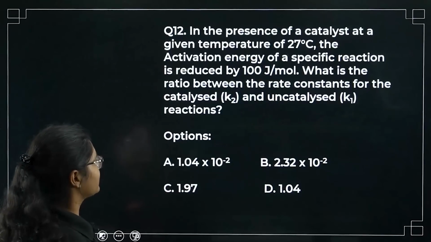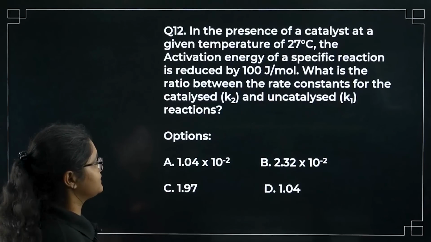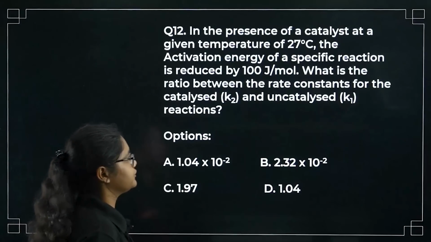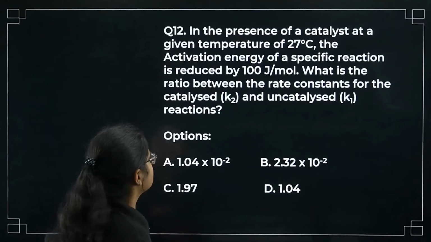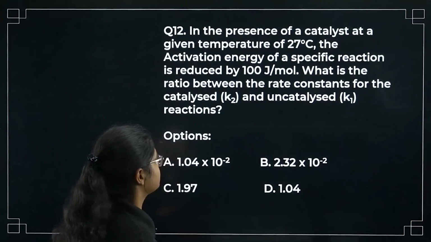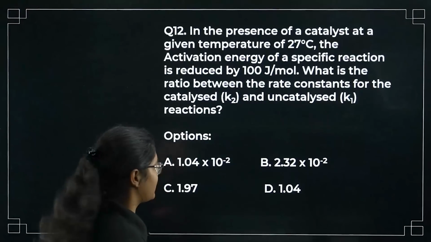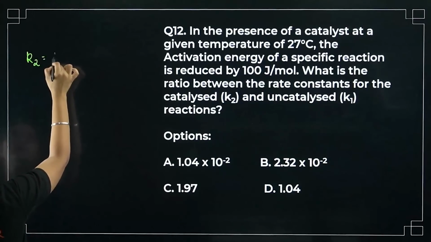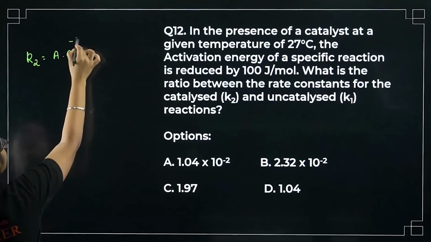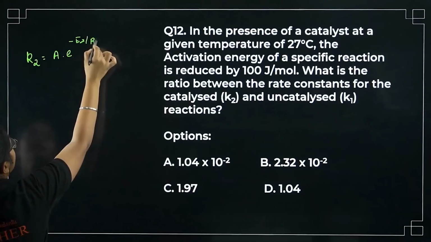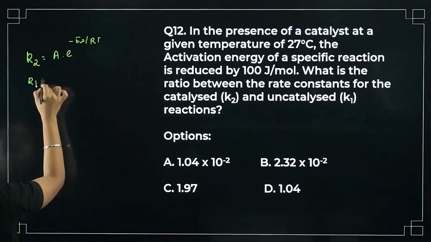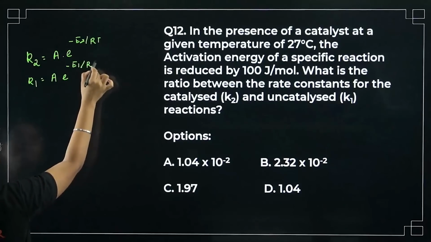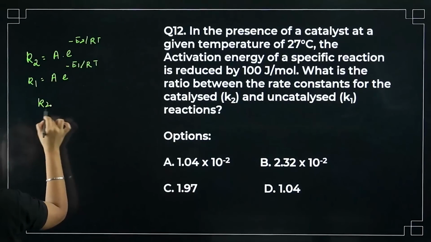In the presence of a catalyst at a given temperature 27 degrees Celsius, the activation energy of a specific reaction is reduced by 100 joules. What is the ratio between the rate constants for the catalyzed and uncatalyzed reaction? For the catalyzed reaction I can write K2 equal to A into e to the power of minus E2 by RT. And K1 is equal to A into e to the power of minus E1 by RT. Now what is the value of K2 by K1?